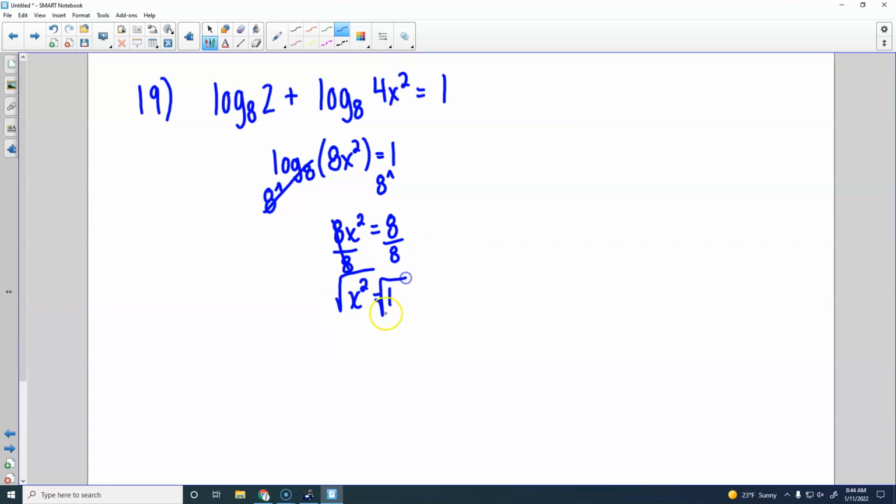Square root, and whenever we do that, we are going to get plus or minus 1. When you square root both sides, you got to put plus or minus. It is okay to have the negative here, because when you plug this in here for that x squared, when you square it, it's going to get rid of the negative. So you actually have 2 answers for these.